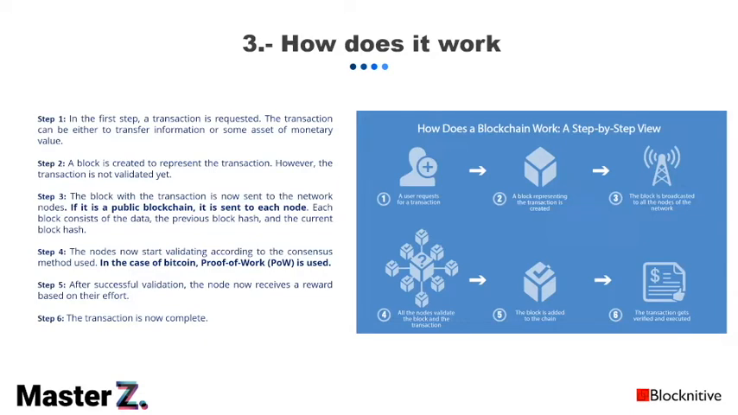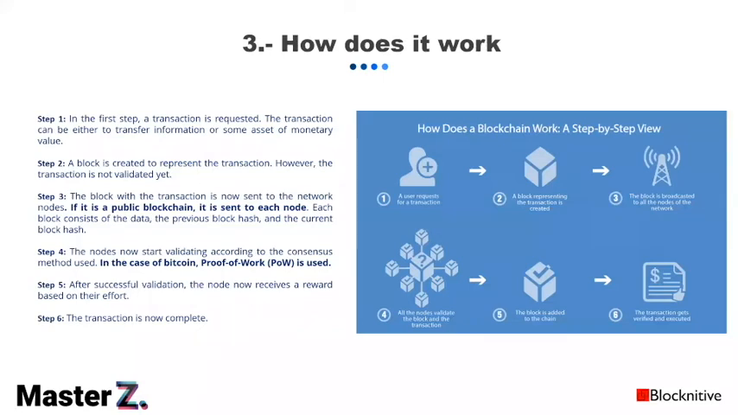Then, when the nodes have validated according to the consensus method, for example, Bitcoin uses the proof of work consensus, which I'm going to explain, along with the different consensus methods that we have in the market. After this validation, the node receives a reward based on its effort in terms of the proof of work, and the transaction is now complete. Then you will be able to see the transactions happening and recorded on the blockchain network.